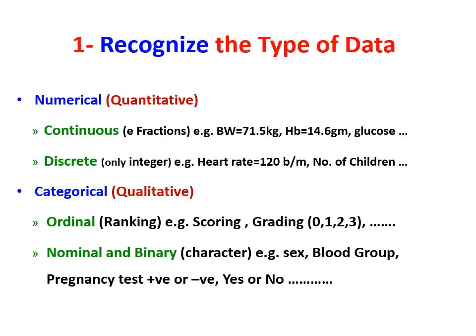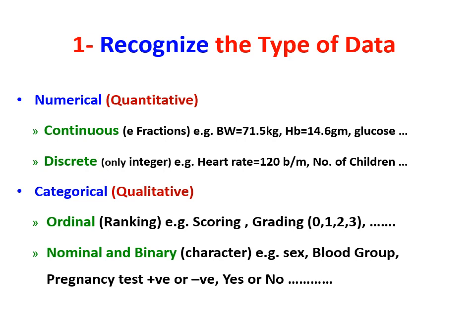First, how to recognize the type of data. There are two major classes of data: numerical data, which is called quantitative data, and categorical data, which is qualitative data. Numerical data may be continuous with fractions, like body weight equal 71.5 kg, level of hemoglobin 14.6 grams, for example, blood glucose 76.9, and so on. There are fractions.